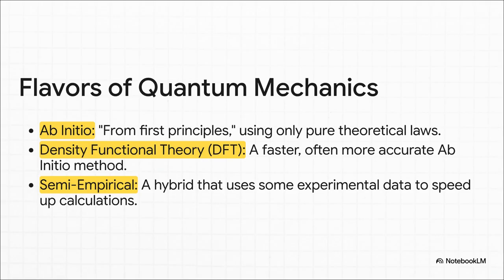You've got ab initio methods, which means from first principles, they use only pure theory. A really popular version of that is DFT. And then you have semi-empirical methods, which kind of cheat a little by plugging in some real-world experimental data to speed the whole process up.